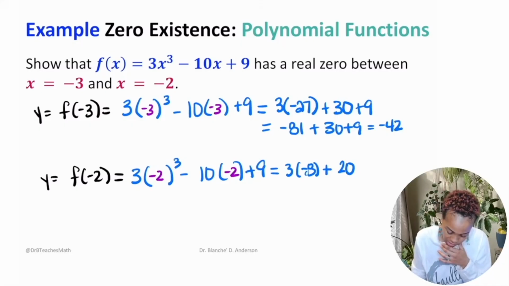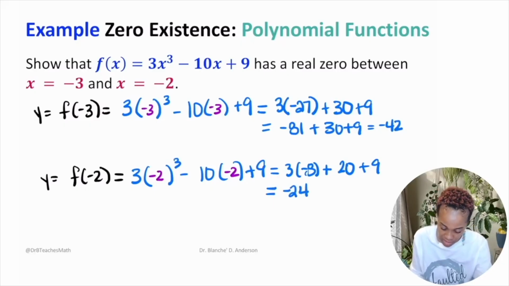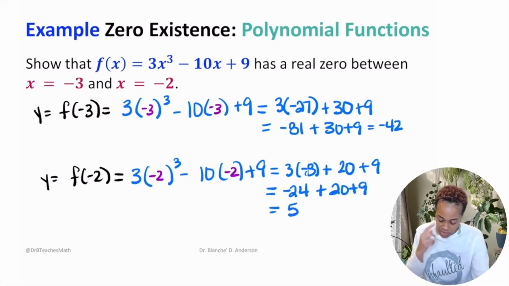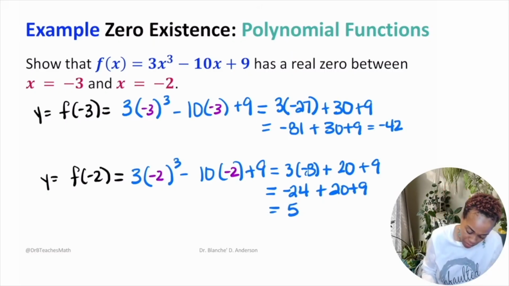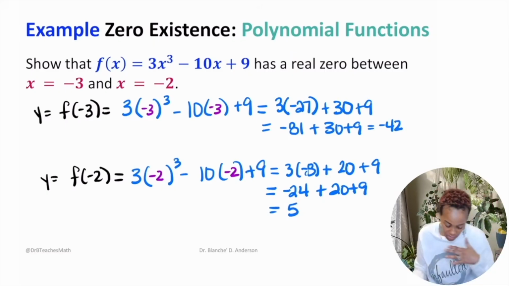And you're like, where did you see that? Right here. And then plus 9. Make sure y'all can see that. So 8 times 3, that's going to be a negative 24, right? So we have negative 24 plus 20 plus 9. And when you put that in your calculator, you get 5. So essentially what they're saying is from x equals negative 3 to x equals negative 2.